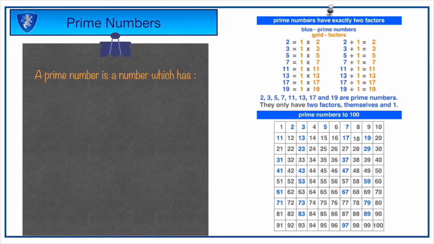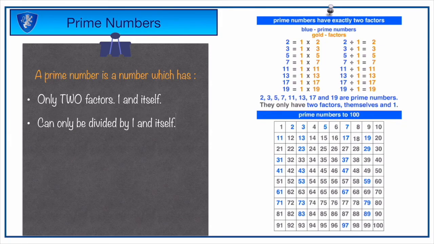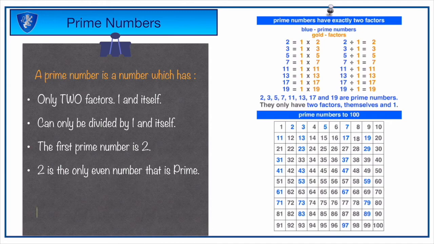Now let's recap everything that I've said here. A prime number has only two factors, 1 and itself; it can only be divided by 1 and itself, and the first prime number is 2. Lots of people make mistakes with this: 1 is not a prime number because 1 has only one factor. So the first prime number is 2, and 2 is the only even number that is prime. And then you have a list of all the prime numbers at the bottom as 2, 3, 5, 7, 11, 13, 17, 19, 23. You should learn this by heart so you don't have any problems with these questions.